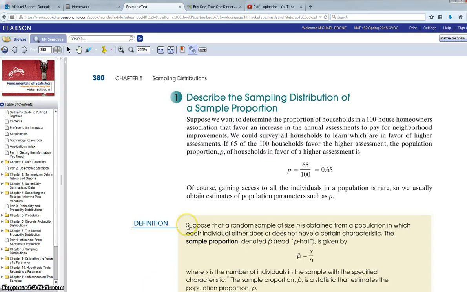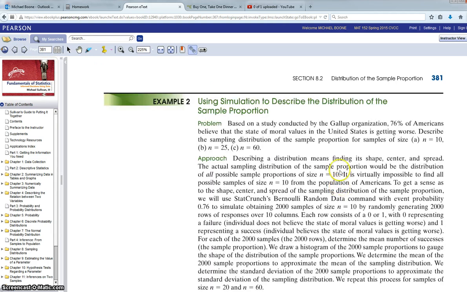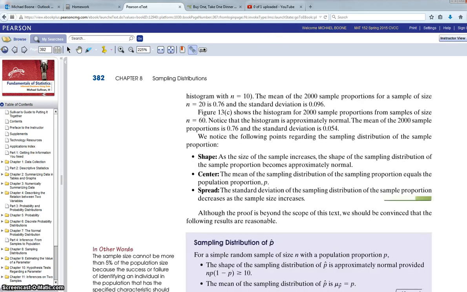Alright, so here's some information about section 2 of chapter 8. Again, they talk about a sample proportion, which is just the number of successes over the number that you sampled. We call this p hat. I kind of like the name of that one. And on the next page, they give us some formulas to figure out the mean of p hat and the standard deviation of our p hat.